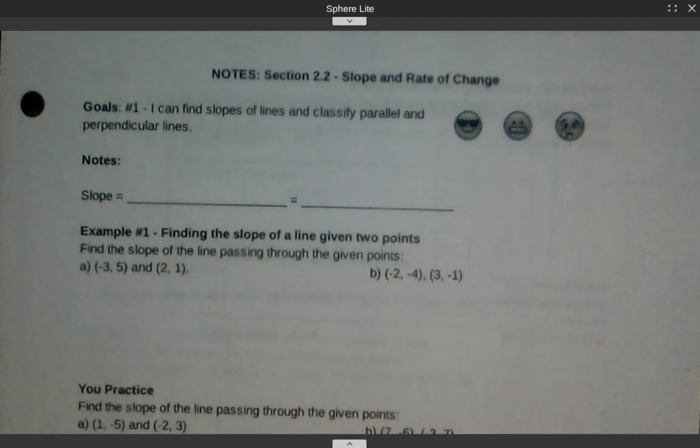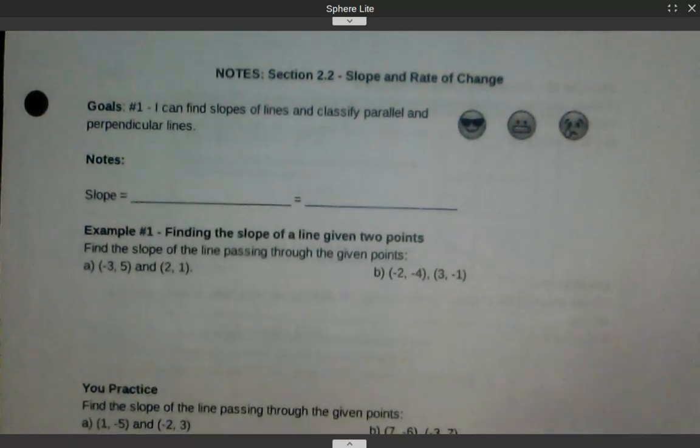Here we go with 2.2. Our goal is I can find slopes of lines and classify parallel and perpendicular lines. First, we're starting with some notes.